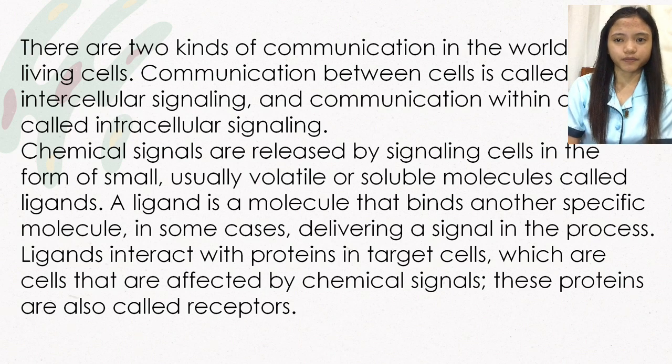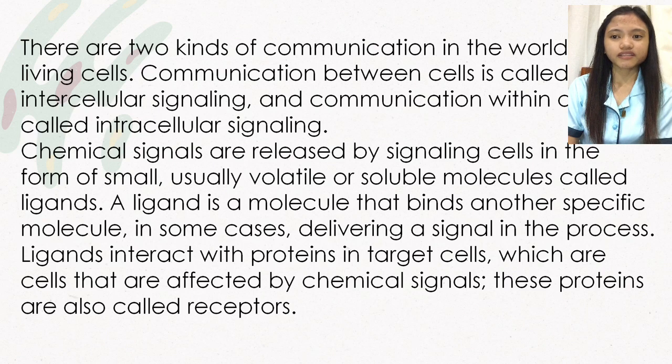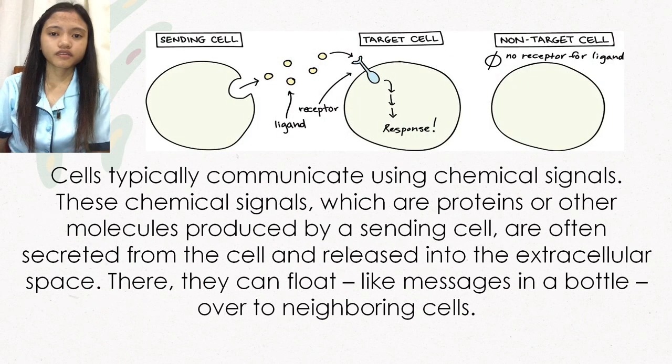intracellular signaling. Chemical signals are released by signaling cells in the form of small, usually volatile or soluble molecules called ligands. A ligand is a molecule that binds another specific molecule, in some cases delivering a signal in the process. So ligands interact with proteins in target cells, which are cells that are affected by chemical signals. These proteins are also called receptors.